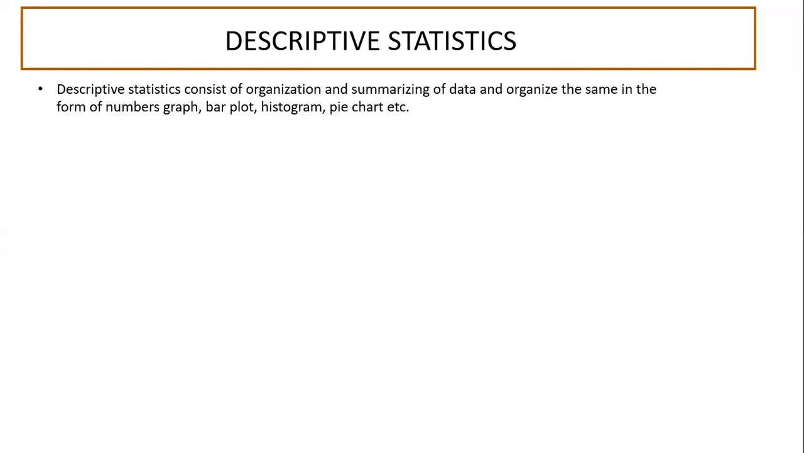So we have understood the basic knowledge about what statistics is and what the different types of statistics are. As I said, we have two types, that is descriptive and inferential statistics. So what is descriptive statistics? As we know, statistics is basically the collection, organizing, and analysis of data. Even descriptive statistics consists of organizing and summarizing the data. But it is very useful when we use it in the form of graphs, bar plots, histograms, or pie charts. So descriptive statistics is simply a process to describe our existing data.